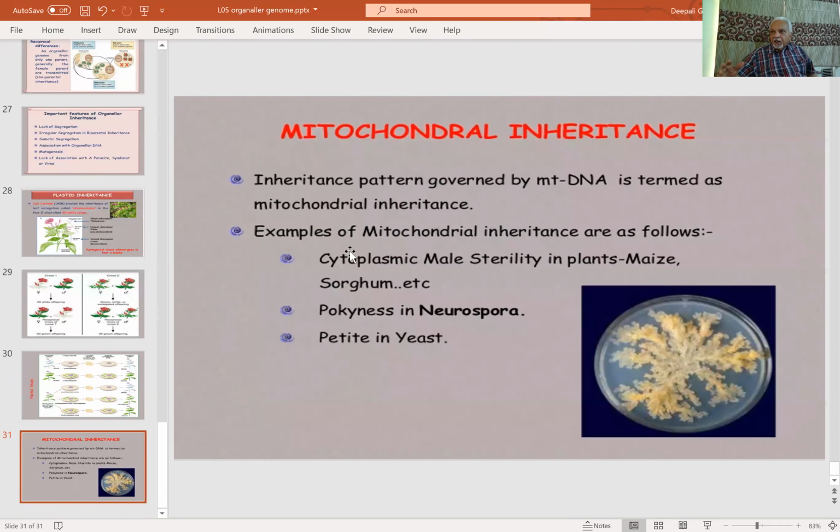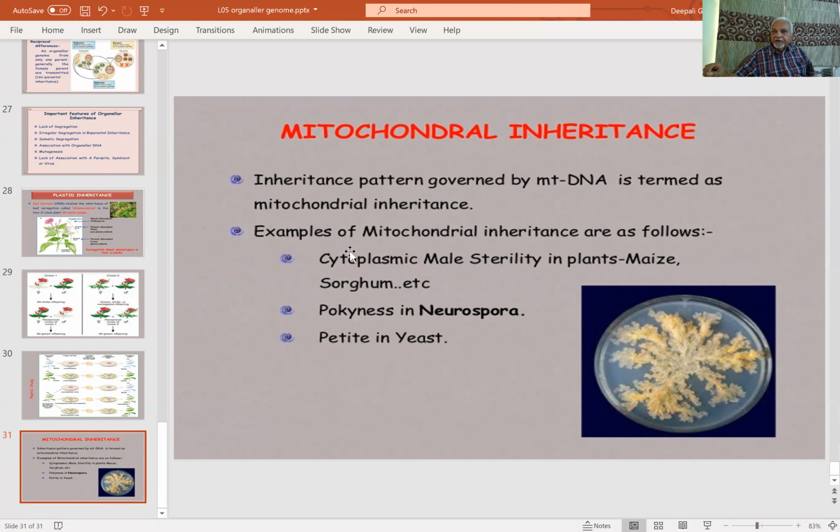So, if we look at mitochondrial inheritance, this is governed by genes located on the mitochondrial genome. And one very good example, which has been studied and exploited in plant breeding, is cytoplasmic male sterility. It means the male sterility in plants is governed by cytoplasm, and that too by the mitochondrial genome, not by the chloroplast genome.